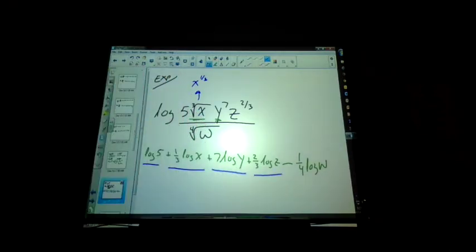Plus log z to the 2/3. The 2/3 comes down front. What about the denominator? It's minus because it's denominator. It's 1/4 because the 4th root of w is w to the 1/4 power. So even the big old nasty looking problems look expandable. Can I move on?